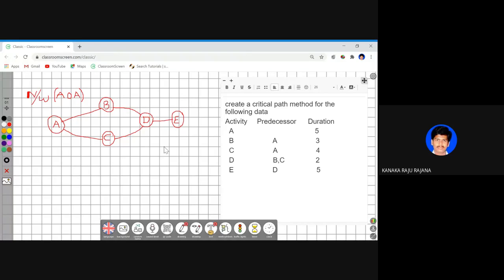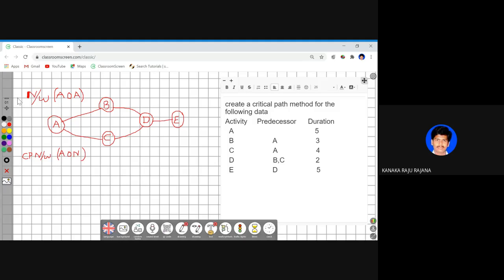So after fulfilling your step number 1, now step number 2. What is step number 2? Step number 2 is nothing but critical path network diagram. Okay, so we can also call this critical path network diagram as activity on node. This is the other name of critical path network. Okay, so please do remember the other names also.